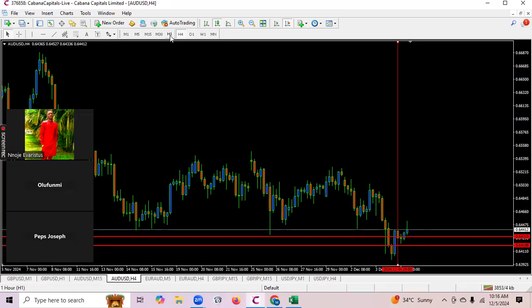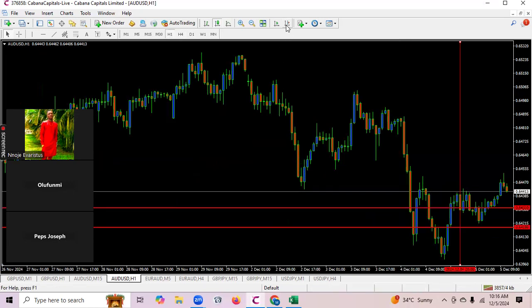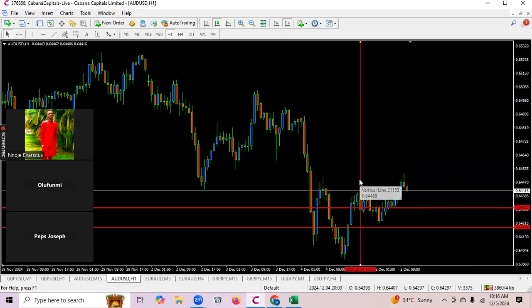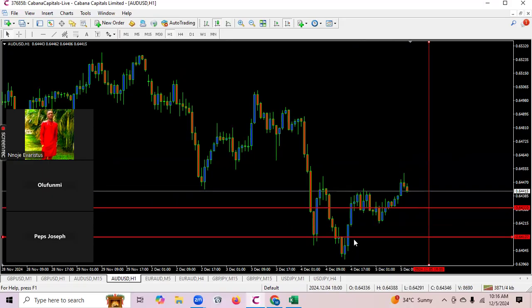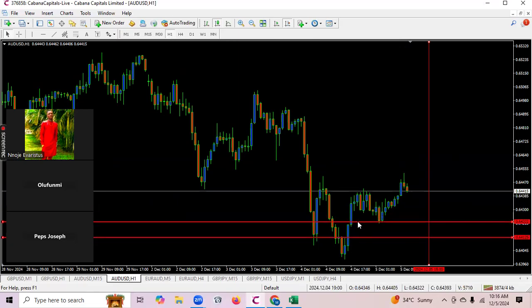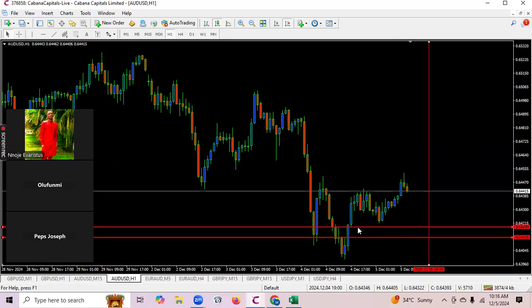Let's go down to 1 hour, 15 minutes to identify a fair value gap. So you can see this fair value gap that was created. I want to see price fill this gap. Okay, this is my take on Australian USD.